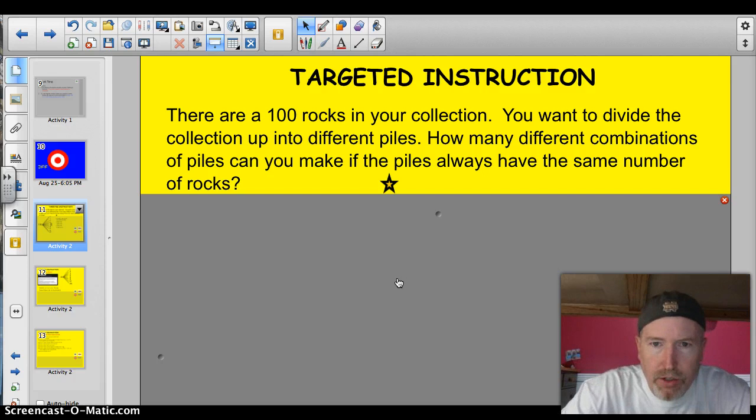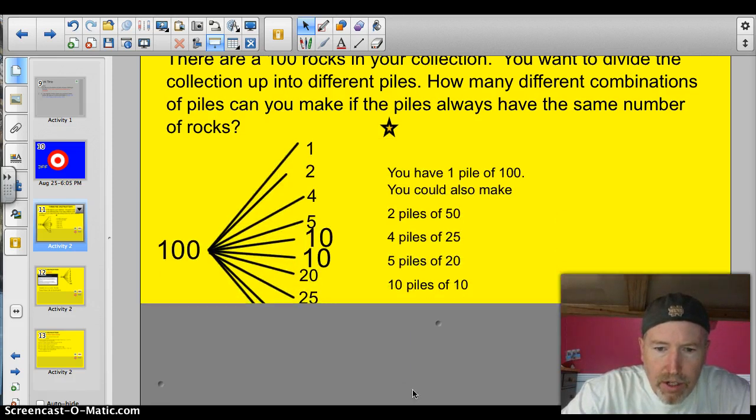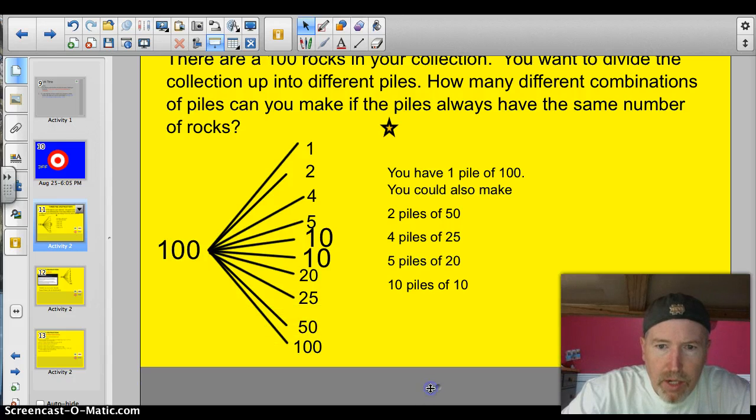Well, you could get the rocks and you could kind of start sorting them out and looking for even numbered piles and figure out how many piles there were. Or you could simply find the factors and the factor pairs for that number. So that's what I did here.